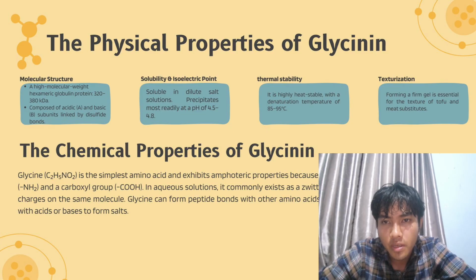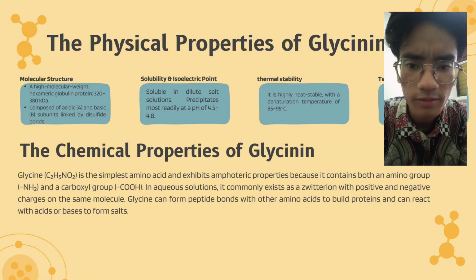Its maximum precipitation is at the isoelectric point, pH 4.5 to 4.8. It exhibits high thermal stability with a denaturation temperature of 85 to 95 degrees. This physical trait gives excellent gelling and texturization properties for tofu or plant-based meat.